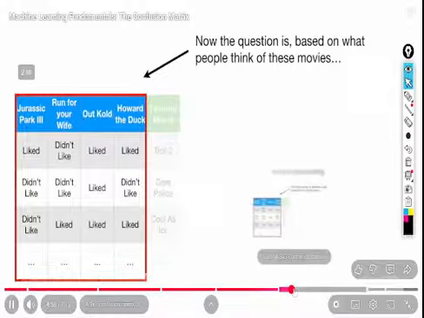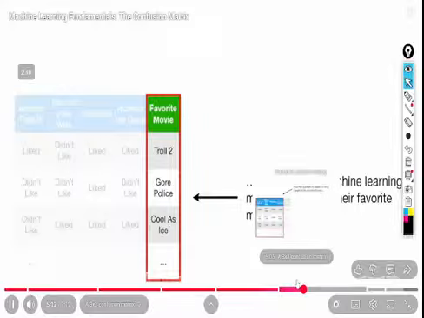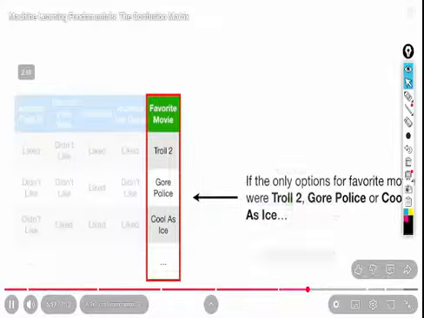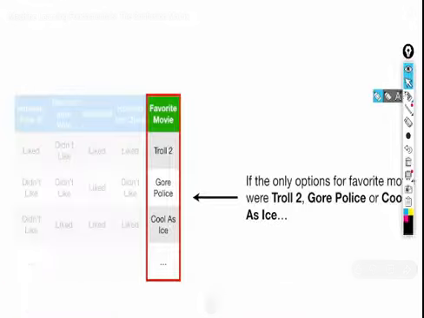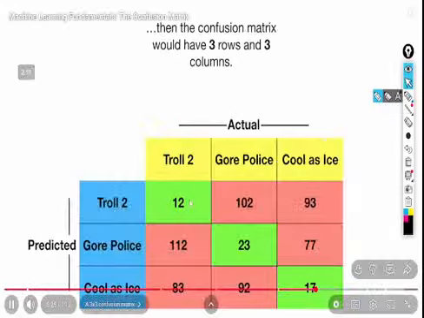Now the question is, based on what people think of these movies, Jurassic Park 3, Run for Your Wife, Out Cold, spelled with a K, and Howard the Duck, can we use a machine learning method to predict their favorite movie? If the only options for favorite movie were Troll 2, Gore Police, or Cool as Ice, then the confusion matrix would have 3 rows and 3 columns.